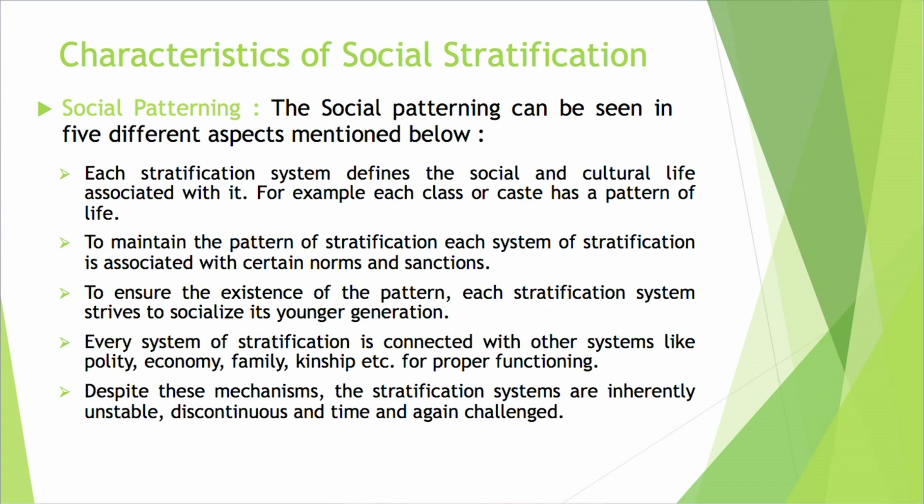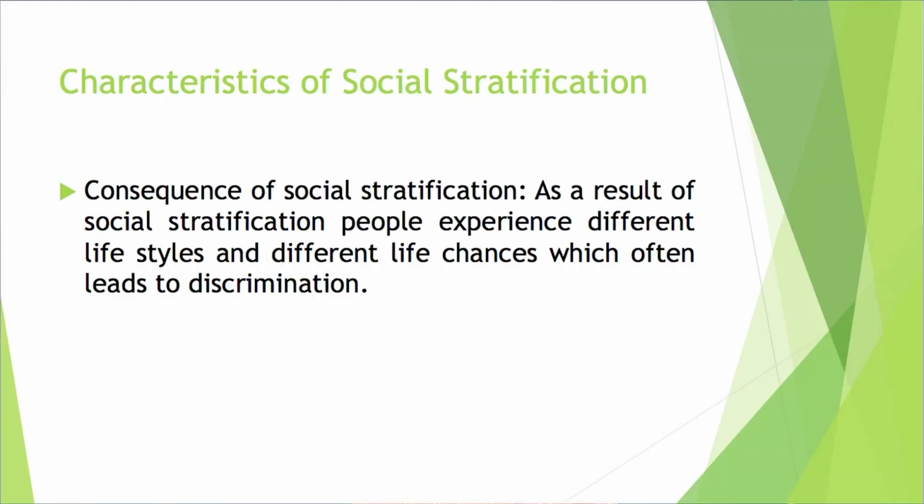Then every system of stratification is connected with other systems of a society like the polity, economy, family, kinship system for its proper functioning. Now, despite these mechanisms, the system of social stratification has been inherently unstable because time and again it has been challenged. Then we have seen that there are different types of social stratification, which we will discuss in this unit. Then there are different consequences of social stratification. As a result of social stratification, people experience different lifestyles and different life chances, which often lead to discrimination.